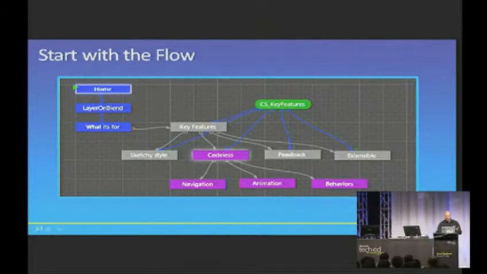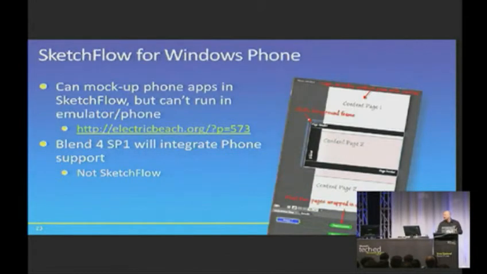So what we might do is, I'm just going to flip around and talk a little bit about Windows Phone, and the bad news about Windows Phone. The bad news is that you can't mock up Windows Phone apps specifically in SketchFlow. What you'll do, and what we might have a little play with doing in a sec, is you'll need to basically fake it.